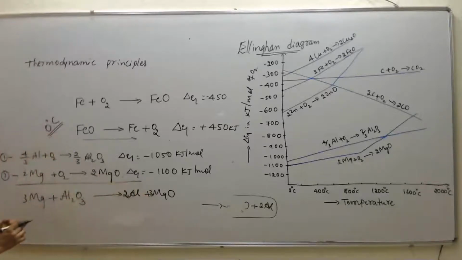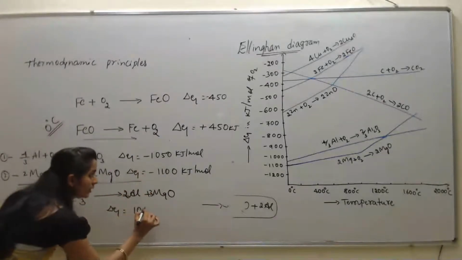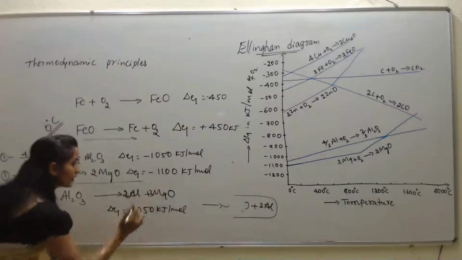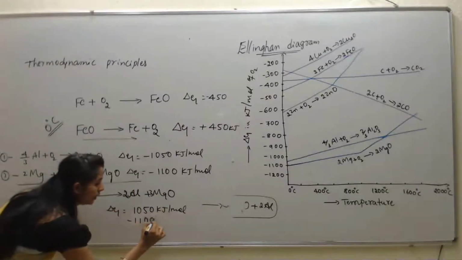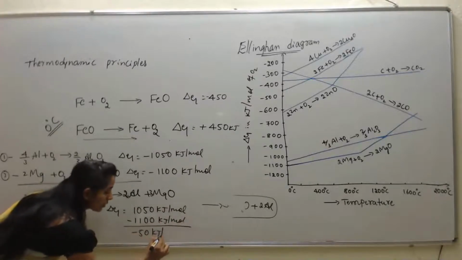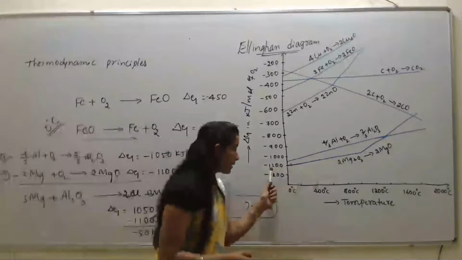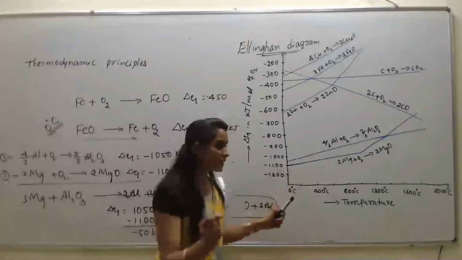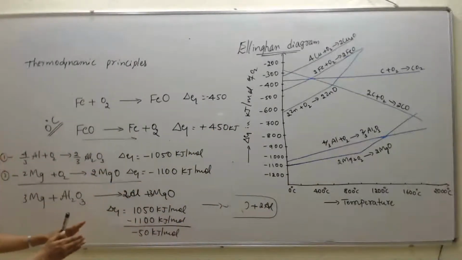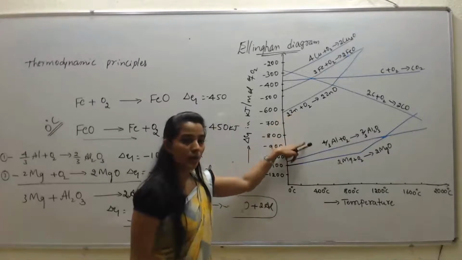Okay, but now I am doing the delta G value. Here the reaction is reversed, so it is 1050 kilojoules per mole. Here magnesium is there, that is 1100 kilojoules per mole. So finally we get minus 50 kilojoules per mole. So this shows what? Here magnesium is there. Magnesium has the highest delta G value, so it has the capacity to reduce aluminium.